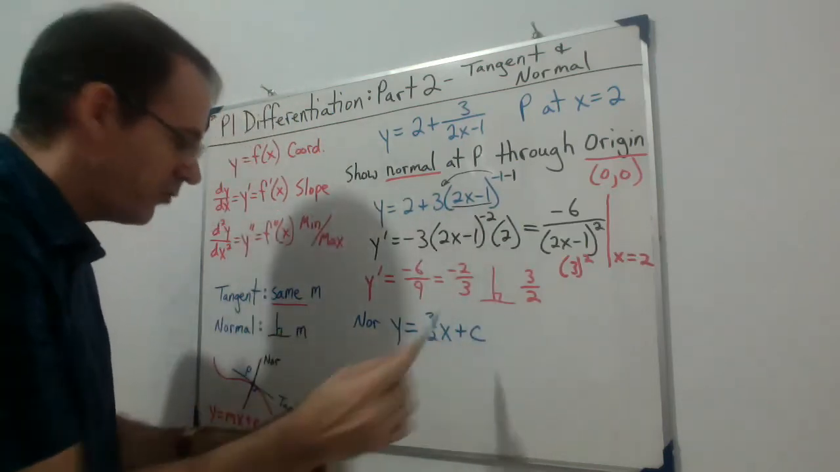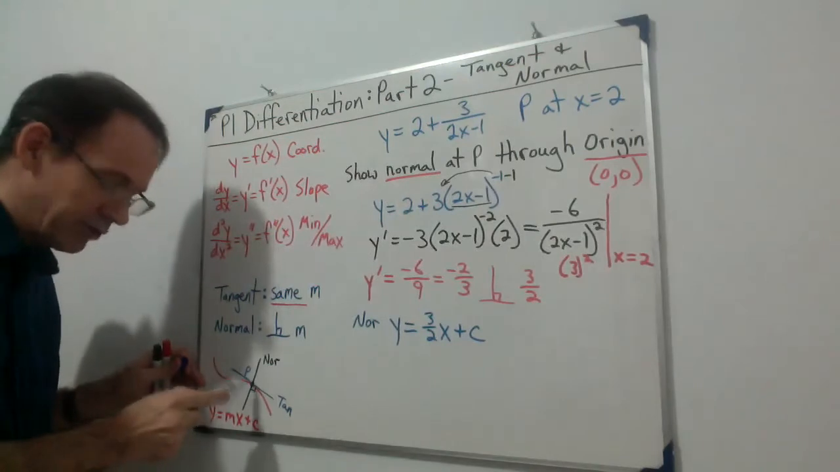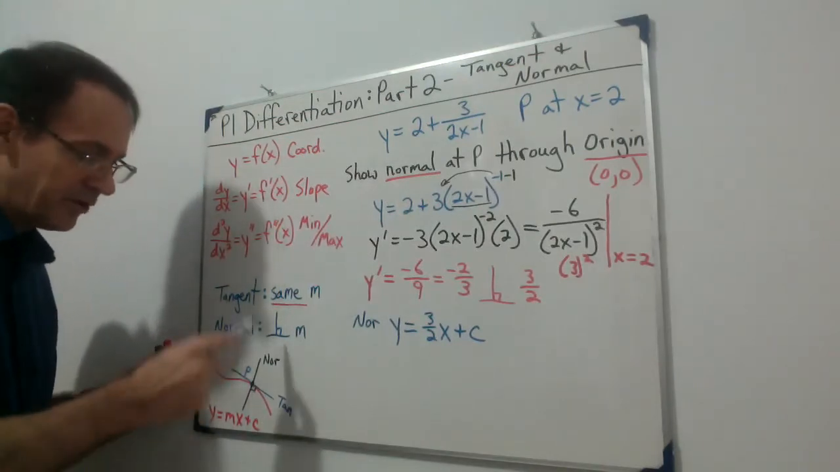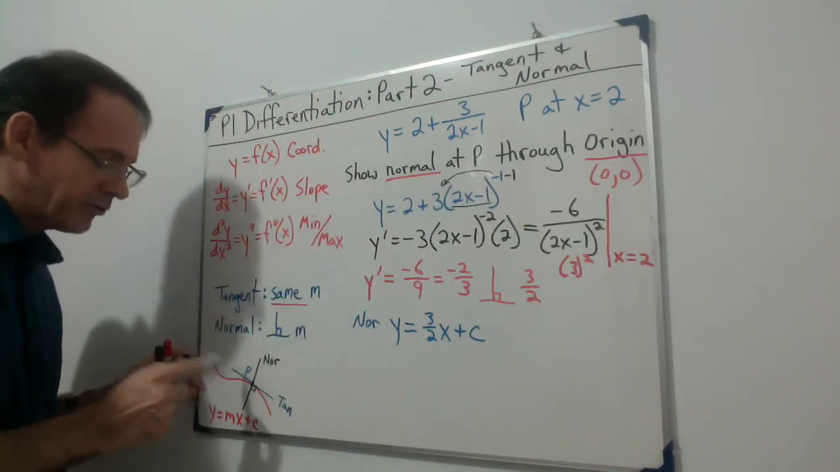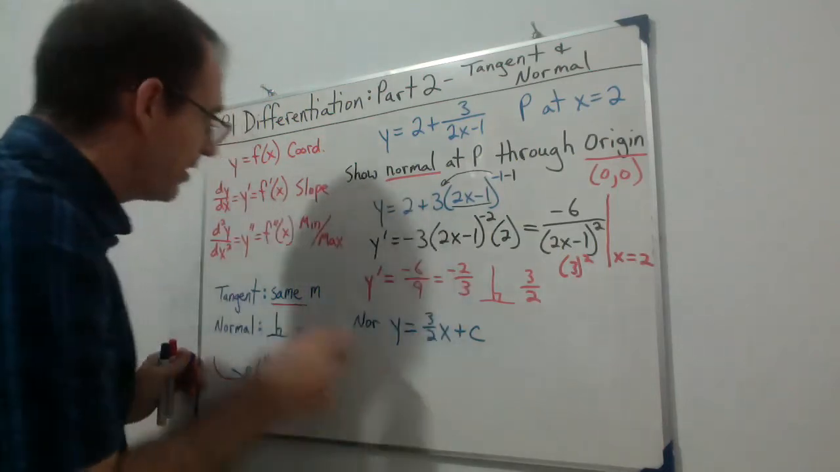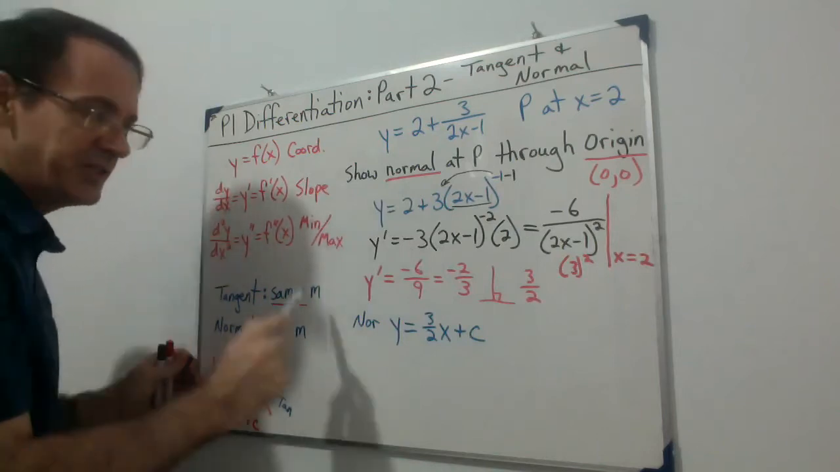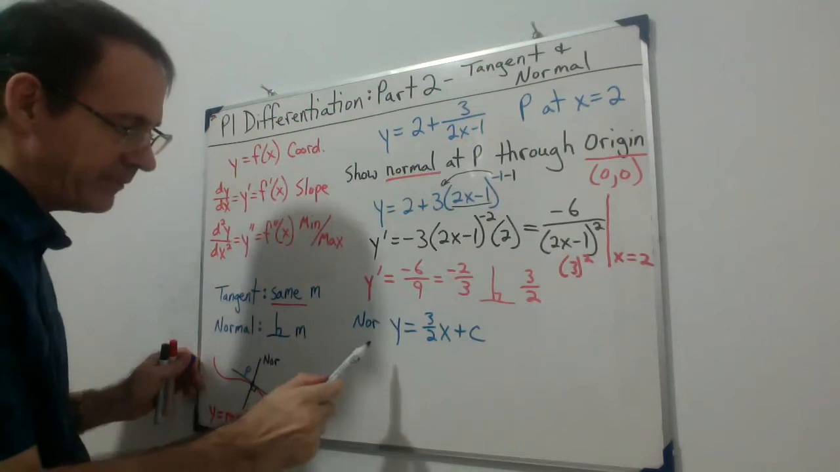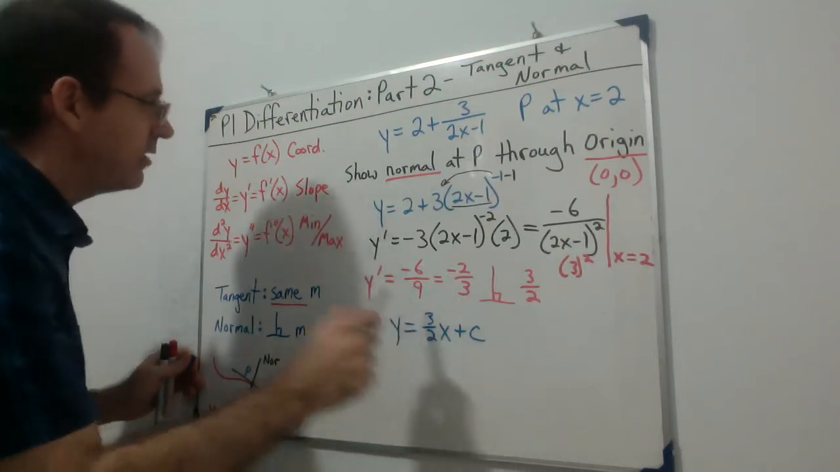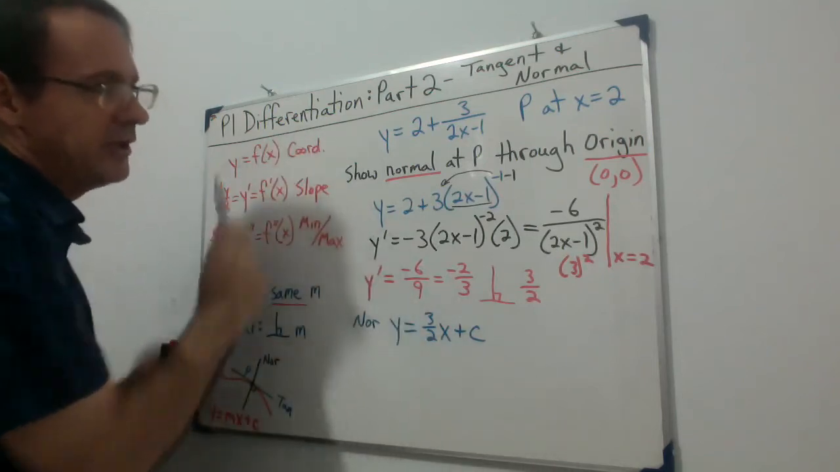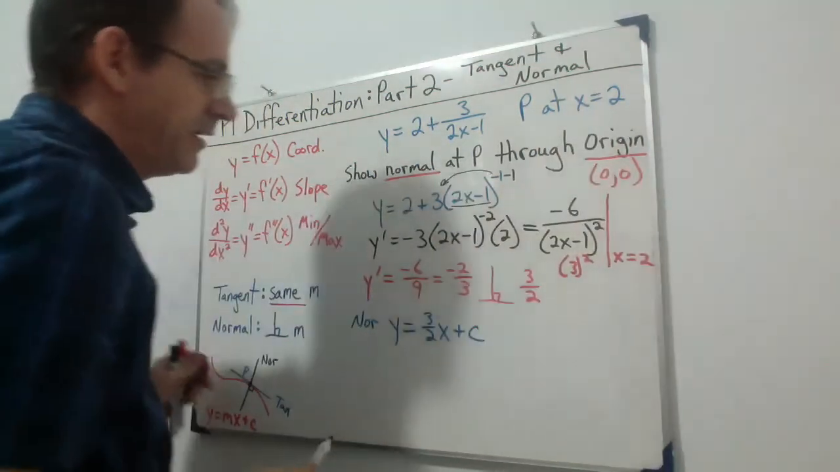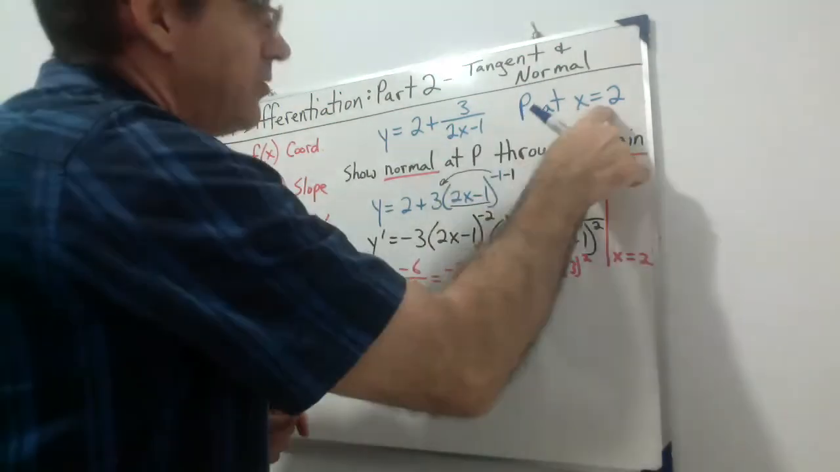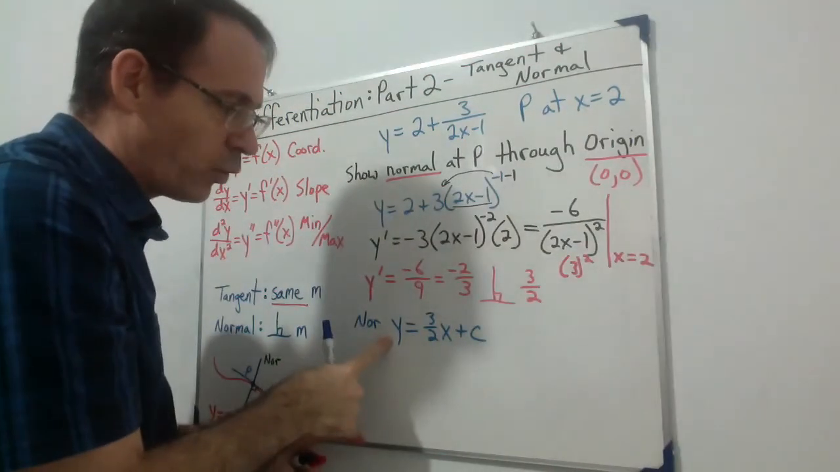Now remember, this normal line also goes through point P. The normal line also goes through point P. This is the original equation for the normal. It's y, not y prime or y double prime. So this is our original equation. That means we can use coordinates, and we have the coordinate 2. We can plug 2 in. We also need the y coordinate.